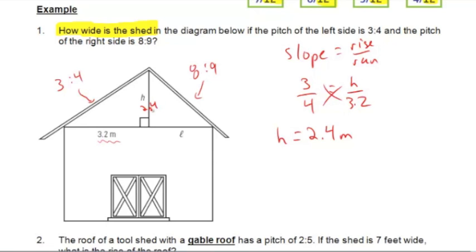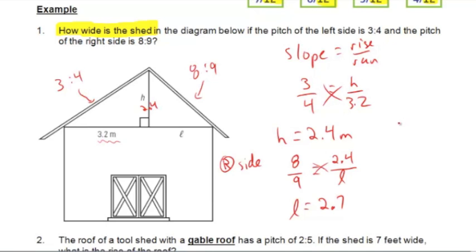Okay, now I'm going to use that number for the height in the right side. It's the right side, so I'm going to use the same formula. Slope is 8 to 9, and that's going to be equal to, this time our rise is 2.4, which we solved for from the first part of the question, over this value L. Cross multiply, we get L is equal to 2.7.